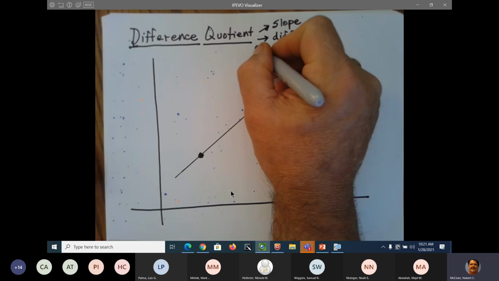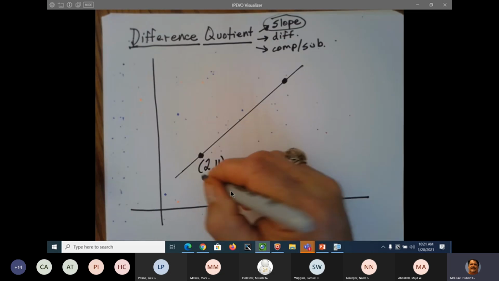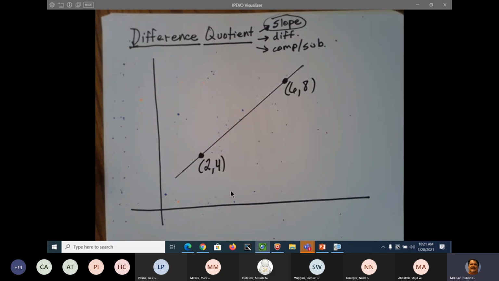So the first thing I'm going to do is the review on slope that's in R4, and we're going to calculate the slope here. Let's say this is 2, 4, and let's say this is 6, 8. Okay, I want everybody to try to remember as much as you can about finding the slope of this line and try to do it. I'm going to give you a minute.